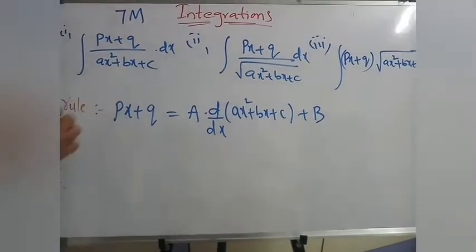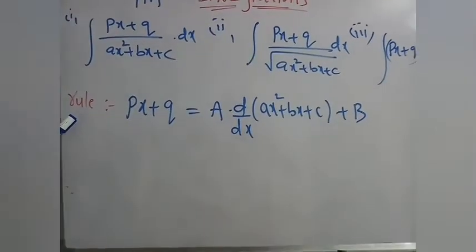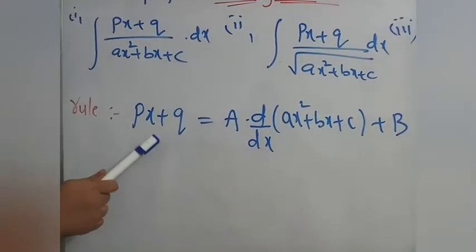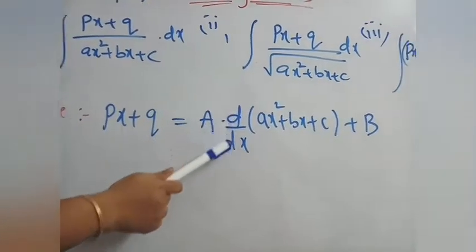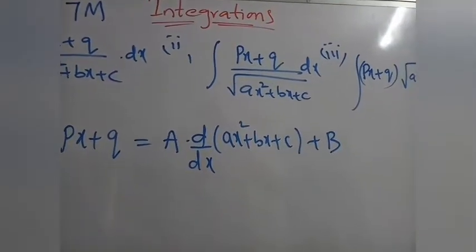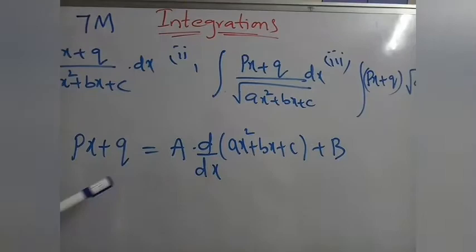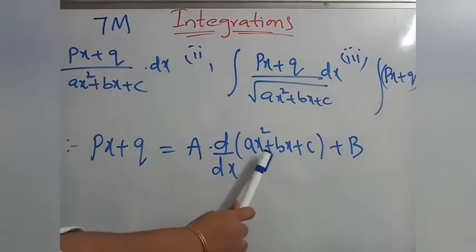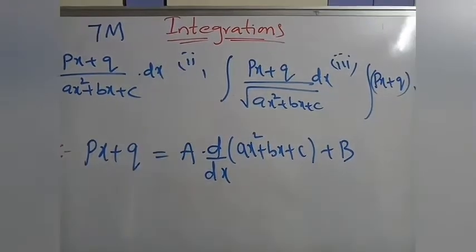Then how to solve this problem? See here, what is the rule? The term px plus q can be written as a into d by dx of ax square plus bx plus c. That means no need to take root or anything. Simply you can take px plus q equals a into d by dx of (ax square plus bx plus c) plus constant b.